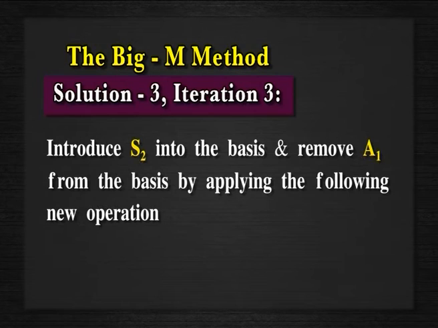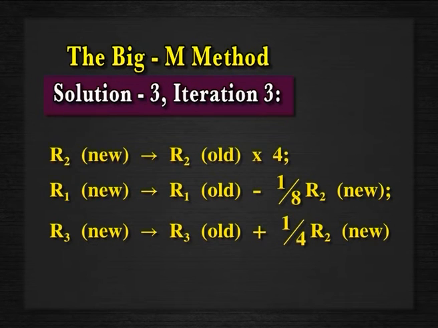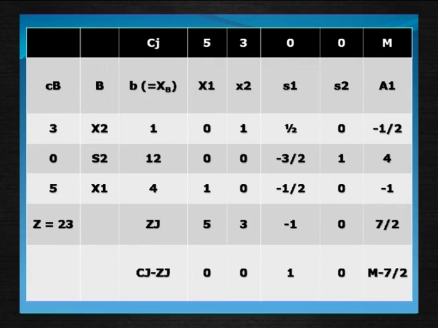Introduce S2 into the basis and remove A1 from the basis by applying the following new operation: R2 new to R2 old x4, R1 new to R1 old minus 1 by 8 R2 new, R3 new to R3 old plus 1 by 4 R2 new. We will get the table with the following values.